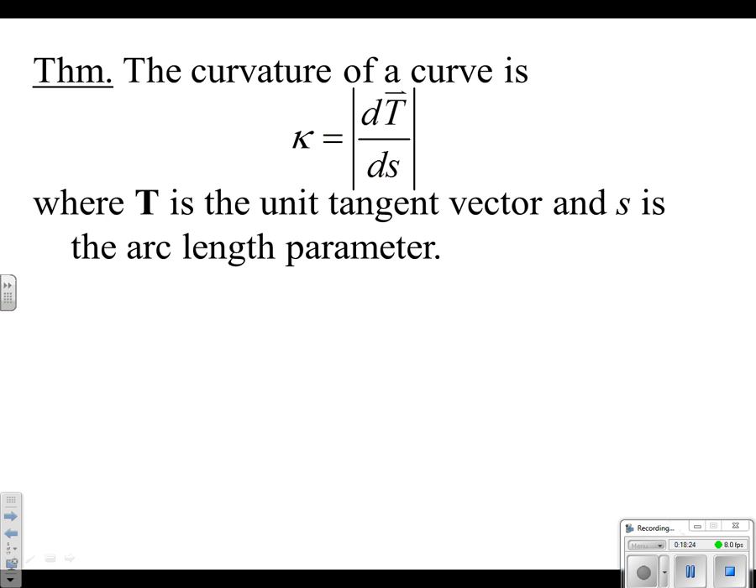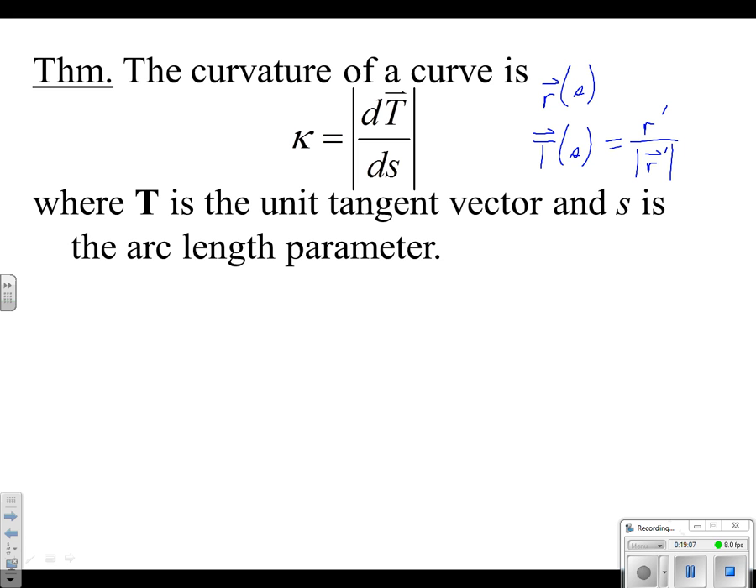So notice that in order for us to even talk about this, t would have to be a function of s. Well, the only way for that to happen is that r would have to be a function of s. So in order to use this formula, number one, you would have to reparameterize r using the arc length parameter s. You'd have to change the function r to be a function of s using the substitution like we did earlier. Then you can find t, because t would be r prime divided by its magnitude. We talked about that a minute ago.